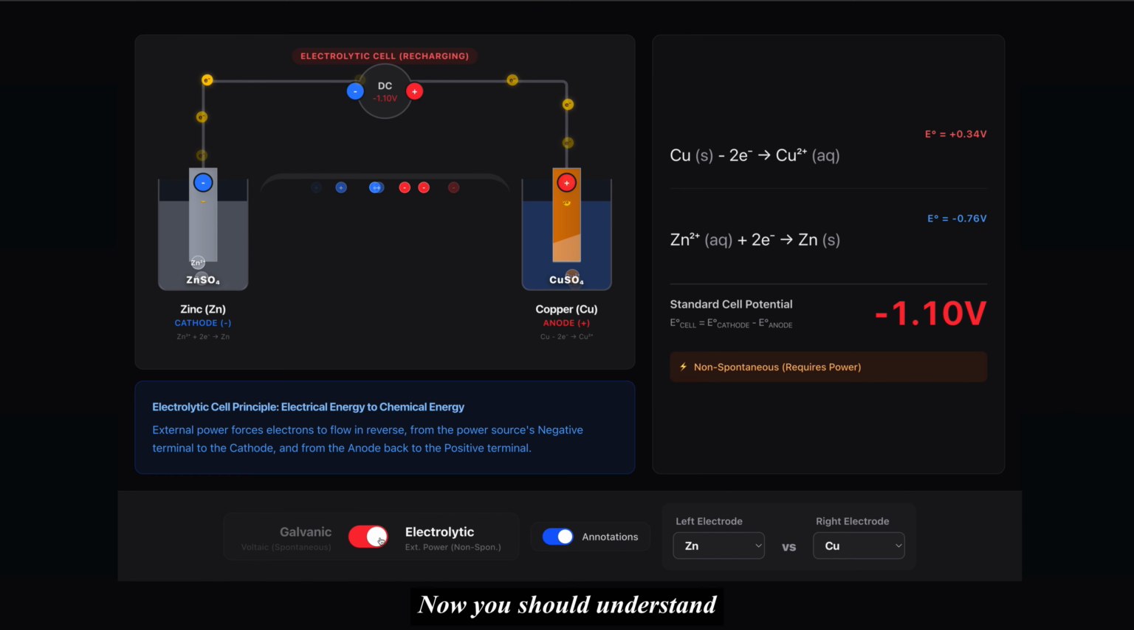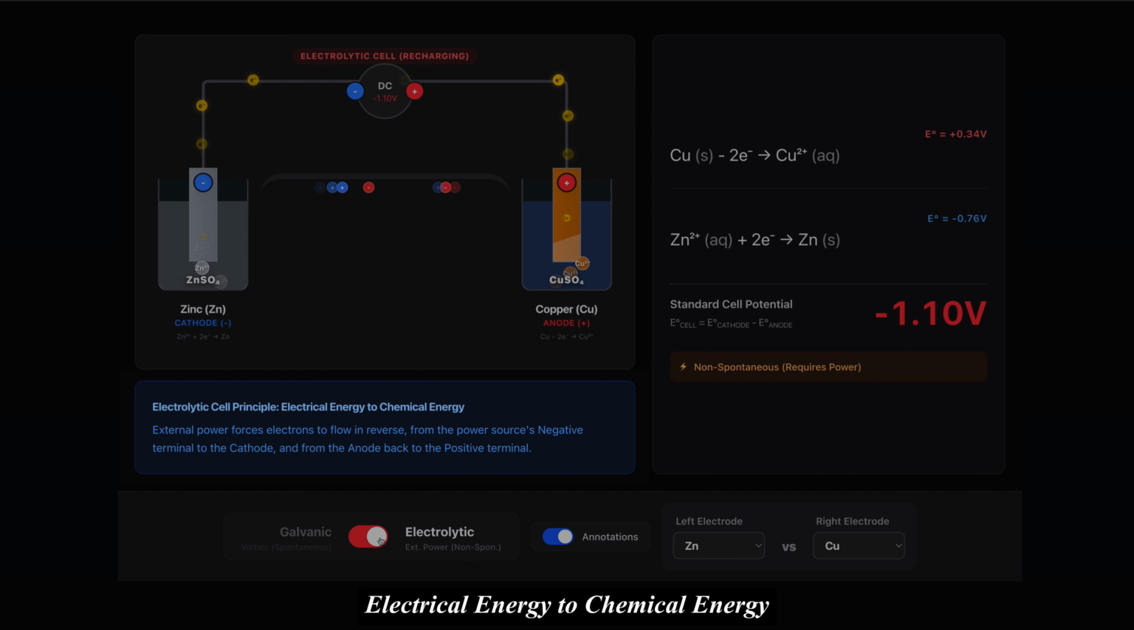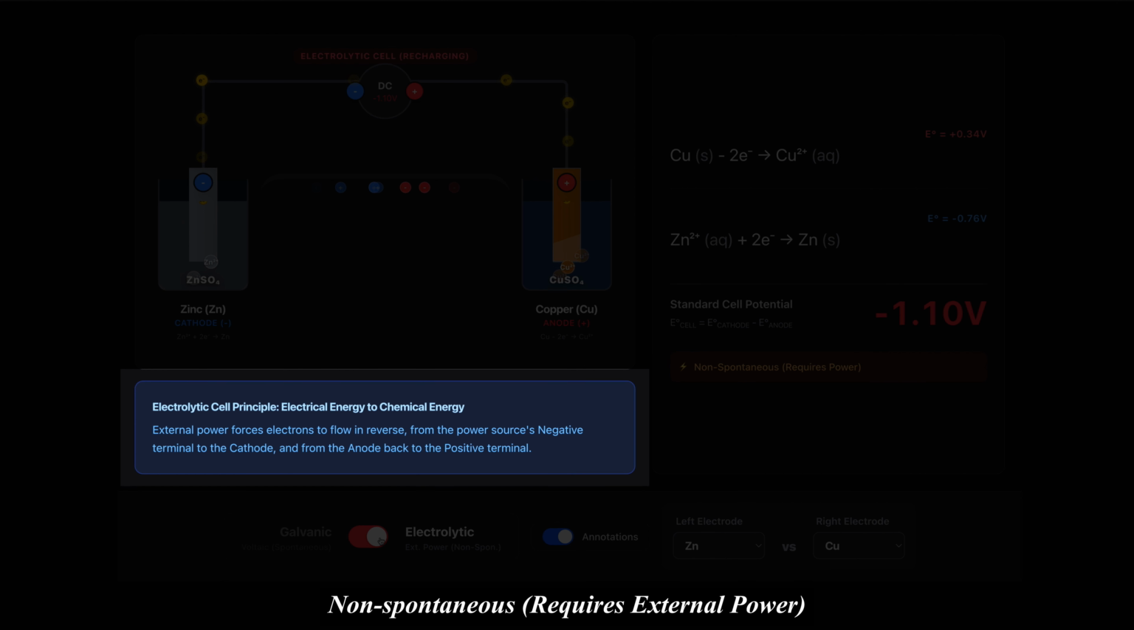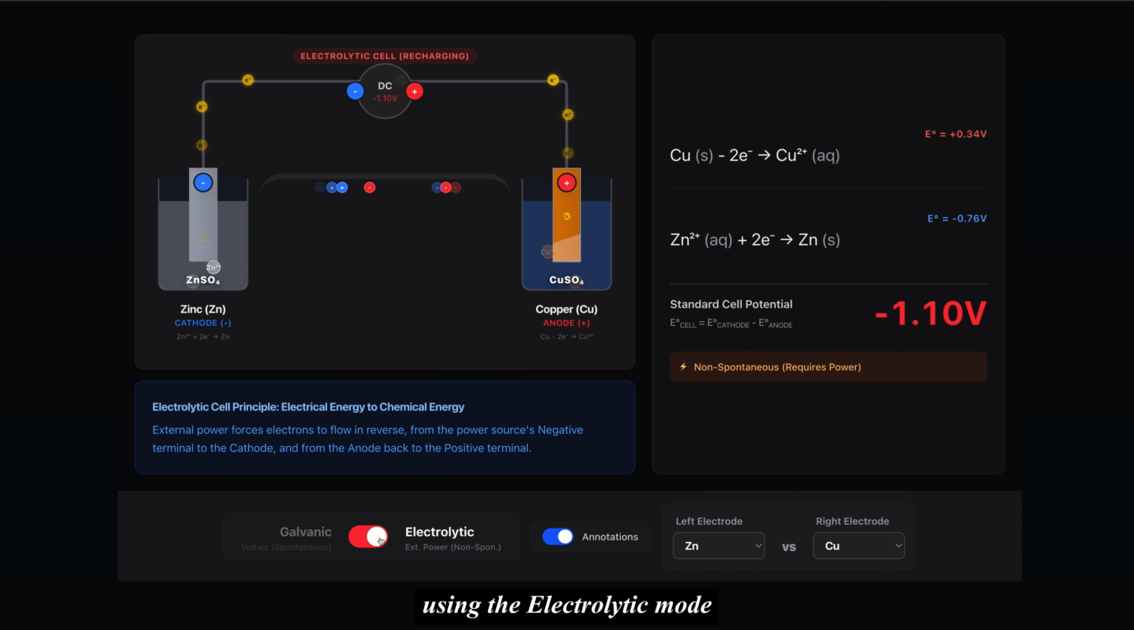Now you should understand. Galvanic cell, chemical energy to electrical energy. Spontaneous, driven by reactivity difference. Used in batteries and fuel cells. Electrolytic cell, electrical energy to chemical energy. Non-spontaneous, requires external power. Driven by applied voltage. Used in electroplating, refining, and charging. The essence of charging, using the electrolytic mode to reverse the reaction that happened during discharge.